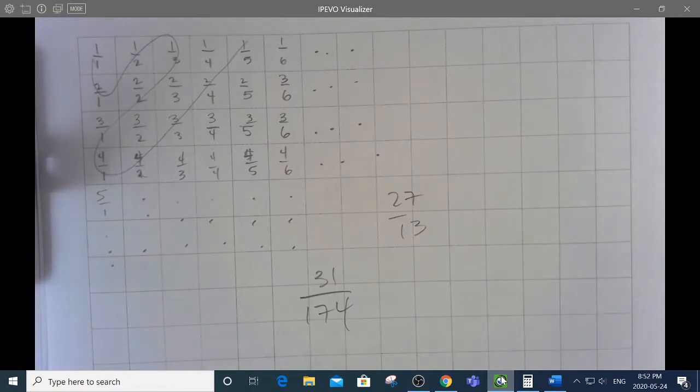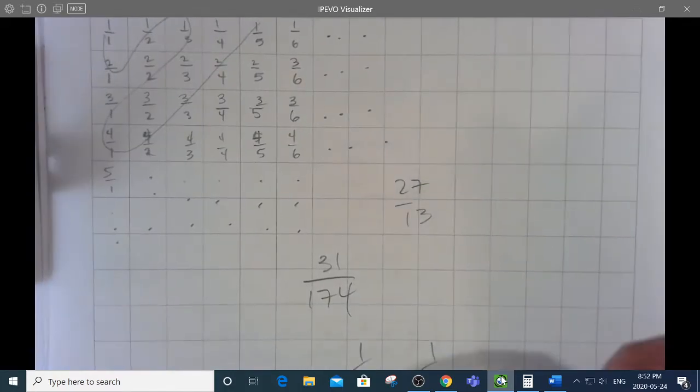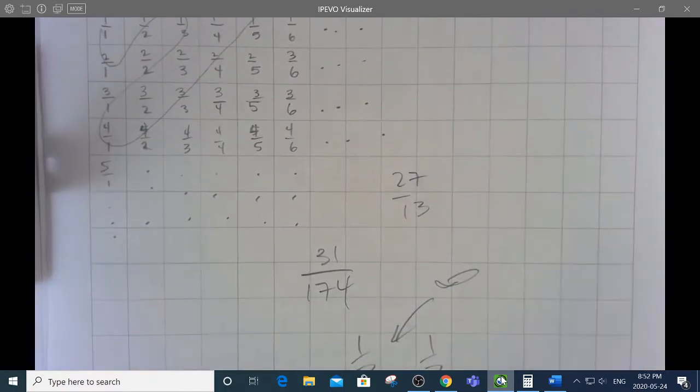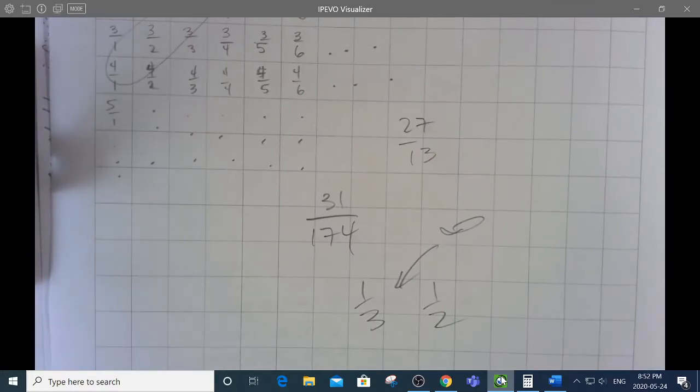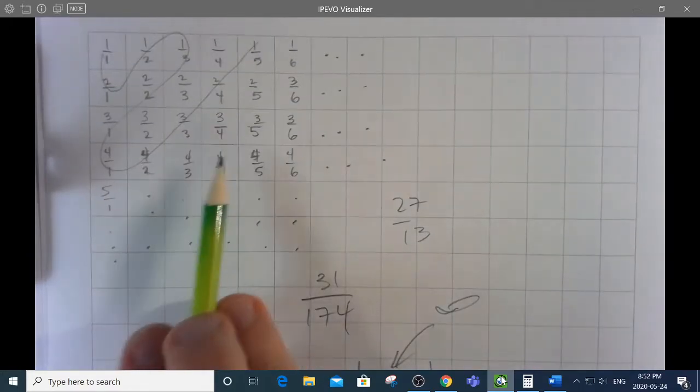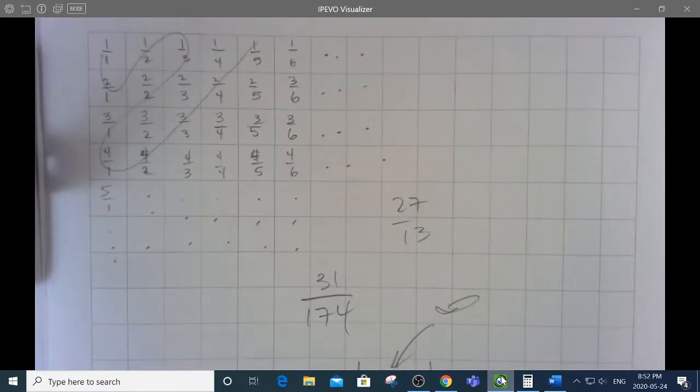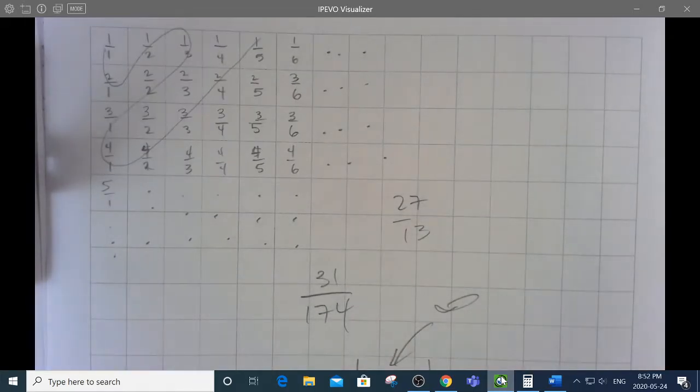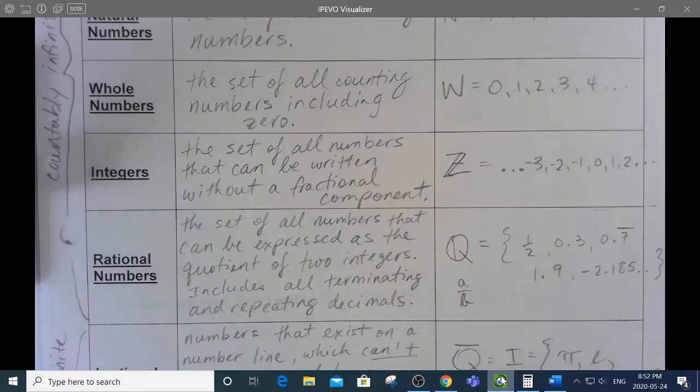In fact, it would be impossible to list them from smallest to biggest, because any two fractions you can think of, like a third and a half, there is infinity of fractions that fit between them. But all those fractions will be on this list. So if I had a big enough piece of paper, a big enough grid, and enough pencils, I could make this list for infinity. So rational numbers can be counted.